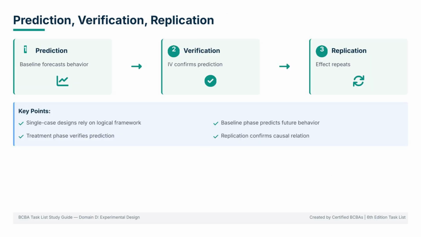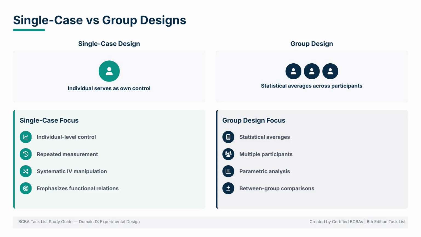Single-case designs rely on a logical framework. First, prediction. Baseline allows us to predict what behavior would look like without intervention. Second, verification. When we introduce the intervention, we check whether behavior changes as expected. Third, replication. When we repeat the effect, we strengthen the causal claim. This logic is what proves a functional relation, not statistics, not averages. Logic.